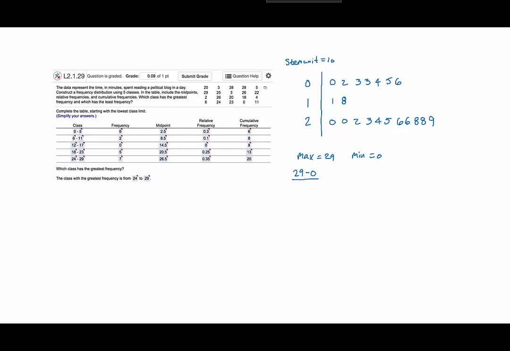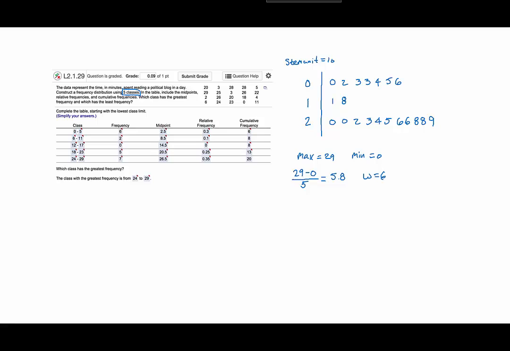In order to find the class width, we should subtract the minimum from the maximum and then divide by the number of classes. We are told in the problem that we should have 5 classes. So we'll divide this by 5. This will give us a value of 5.8. We are to round this to the next whole number, since our data values have whole number decimal place significance. So our width will be 6.